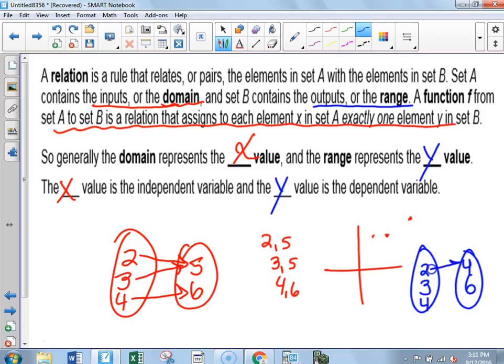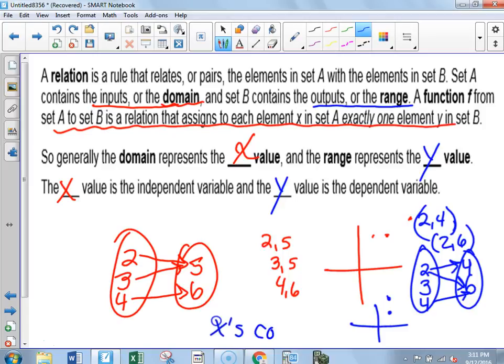What if it does this? 2, 4 is an ordered pair, and so is 2, 6. That's a fail, right? Because if I plot it over 2 up 4, over 2 up 6, they line up vertically. Do you remember the vertical line test? Now it's coming back to you, okay? The x's can't repeat. If you have x assigned to 2 different y values, it doesn't work.